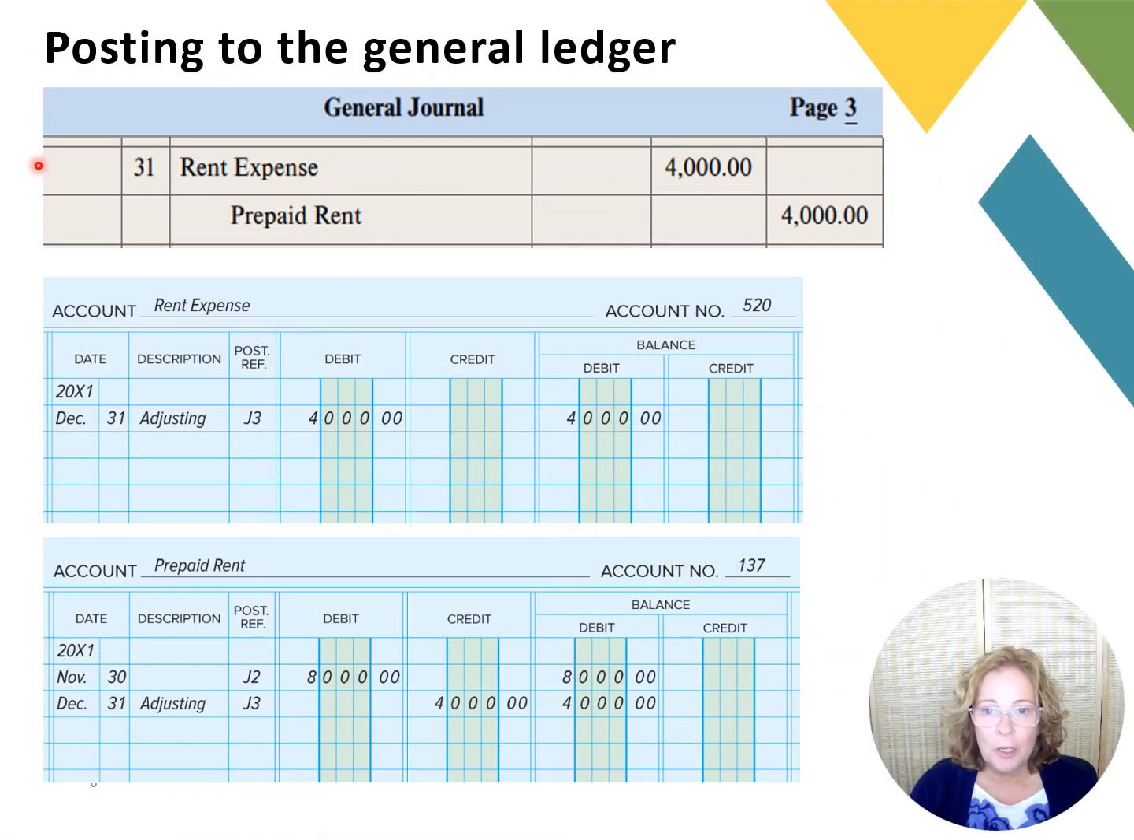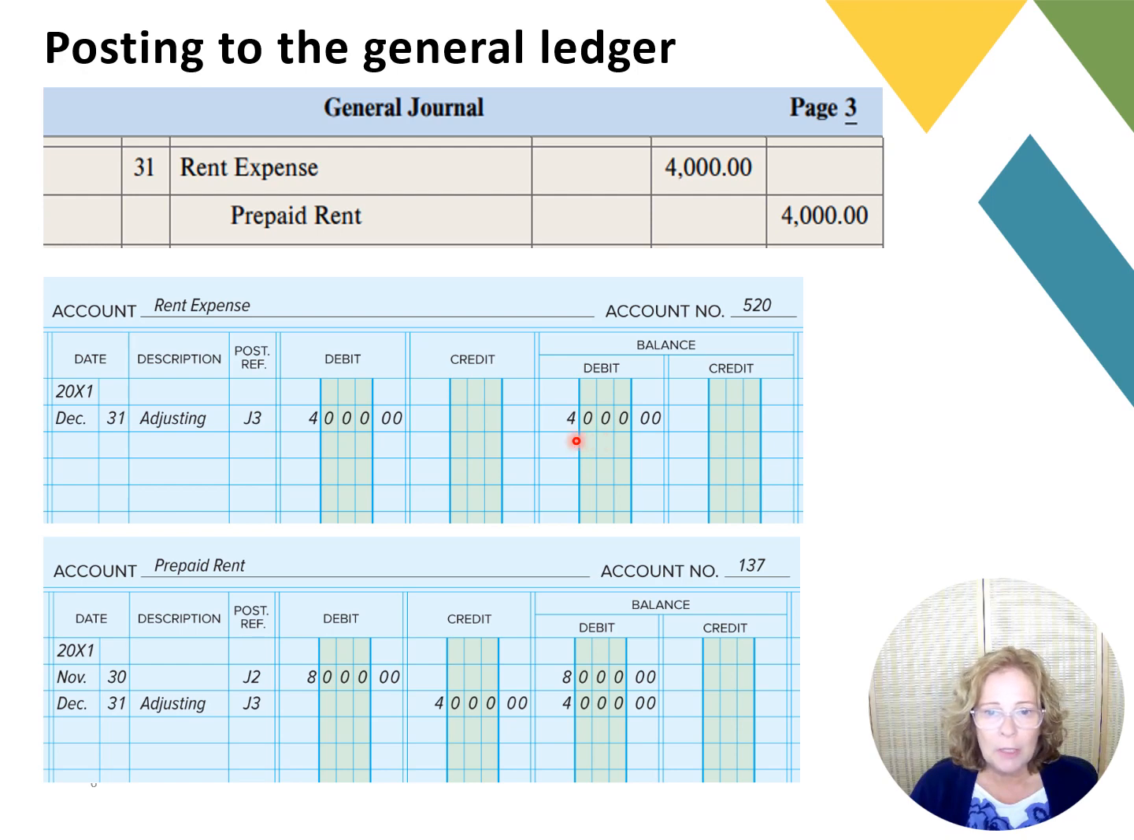For our second journal entry, let's look at the two accounts, rent expense and prepaid rent, that are listed in our journal entry. Let's write the date into the date column of the rent expense account, adjusting into the description, the journal entry page J3 into the posting reference column, and the debit of $4,000 into the debit column. This account had no prior activity, and therefore the new balance is $4,000.